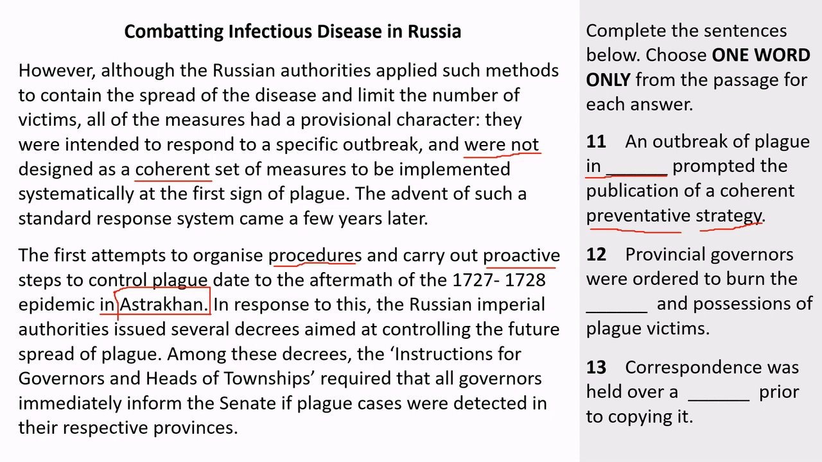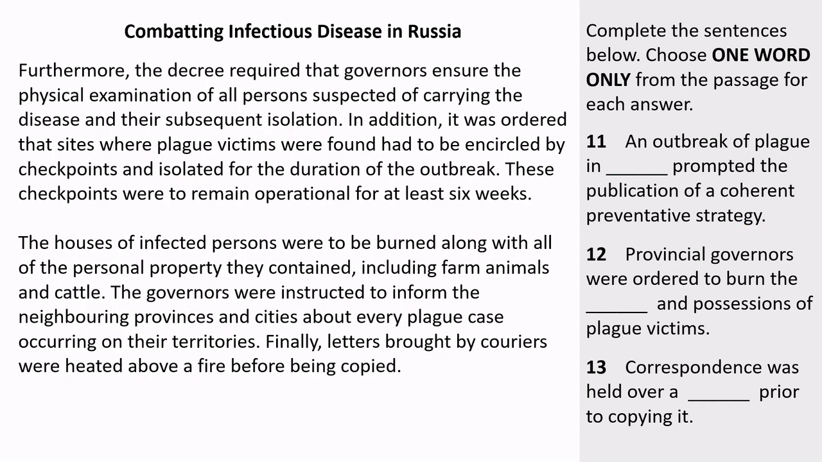Let's look at question number 12 for a little more practice. Question number 12 says, provincial governors were ordered to burn the blank and possessions of plague victims. One thing that's really nice in IELTS reading is normally the questions come in order. So as we use our keywords to find answers, we know that the answer to this question is going to come after the answer to the question that we just did. So let's look at the next couple paragraphs in this reading passage. So we have these paragraphs.